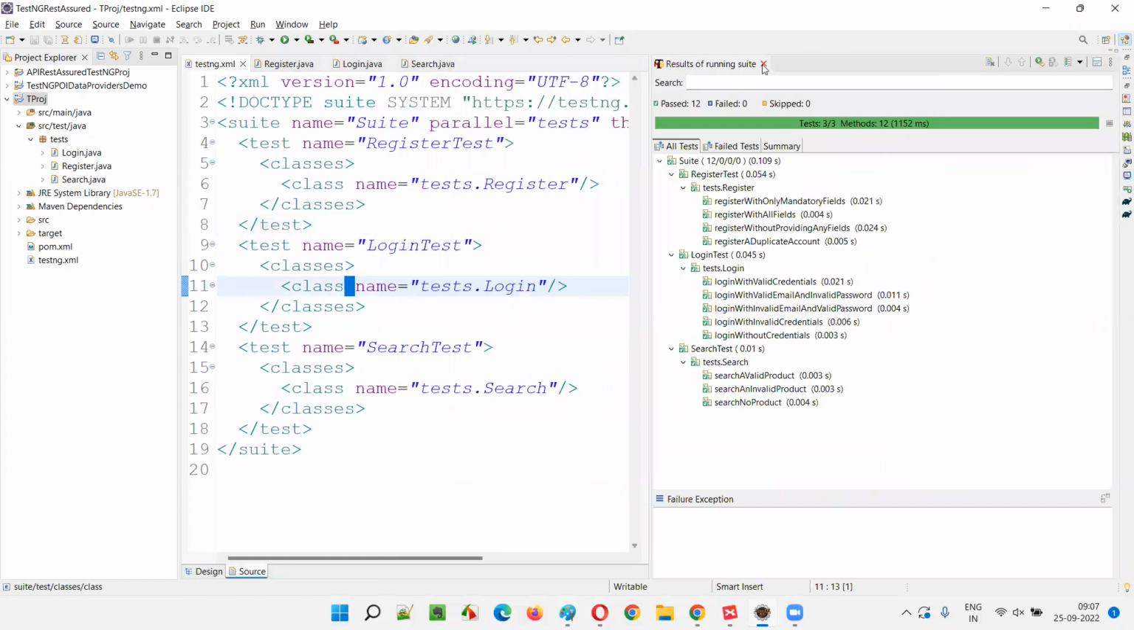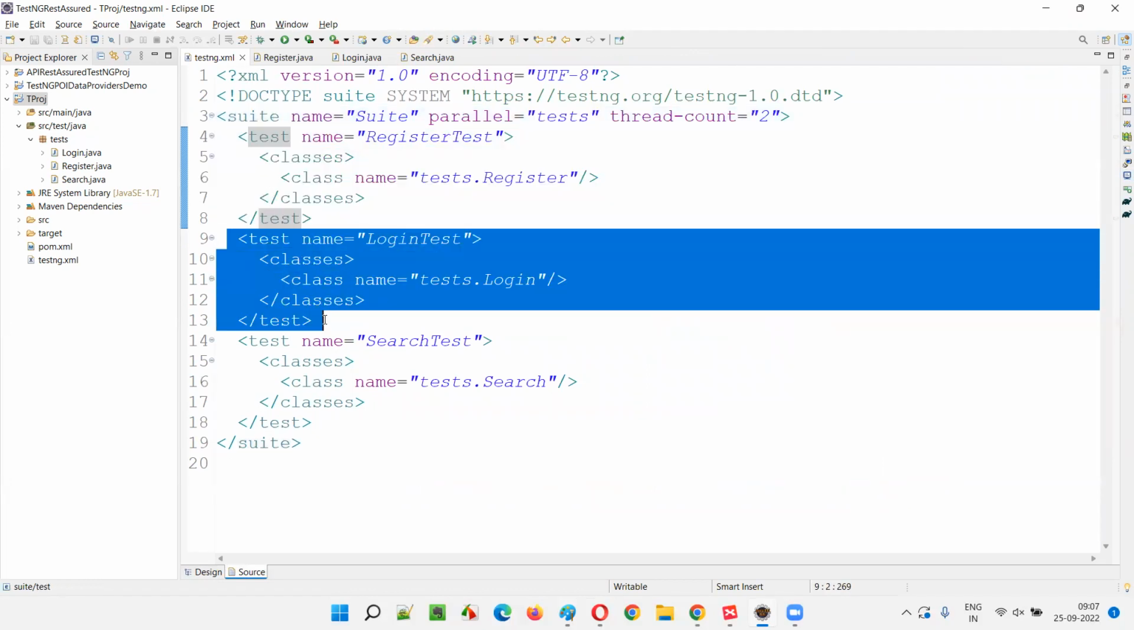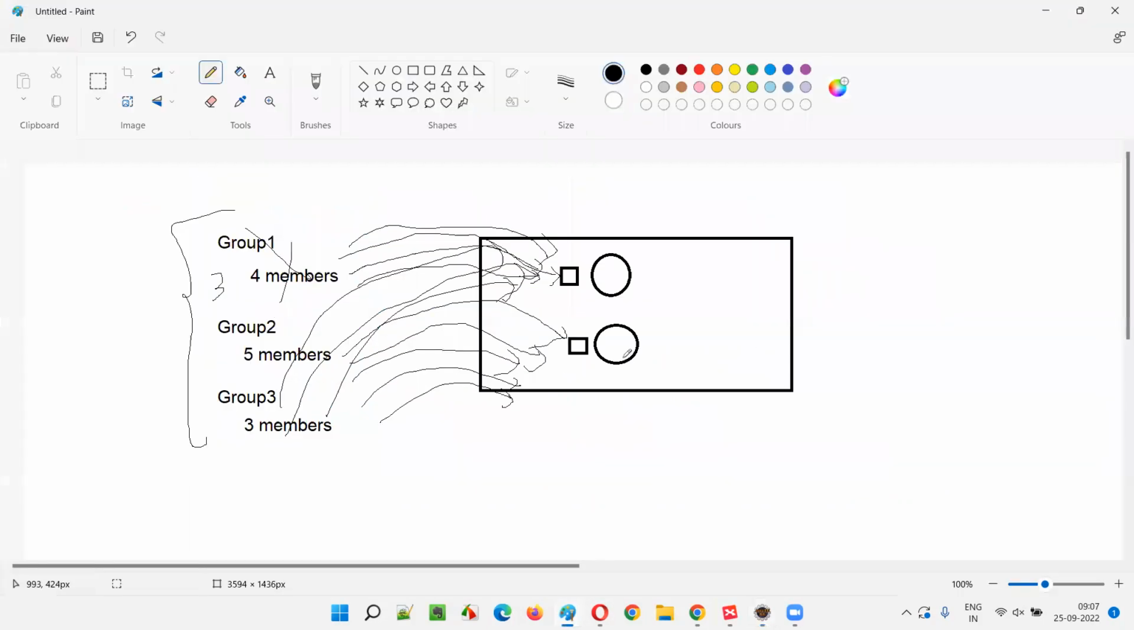Here, parallel execution is at the test tag level. These test tags are running parallelly. That's what you have to understand. What if I make this 3? Now the scenario will be different.